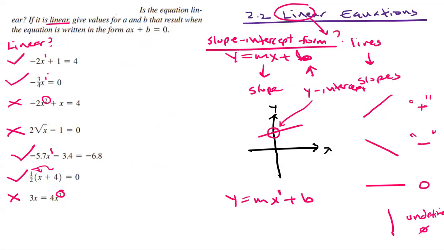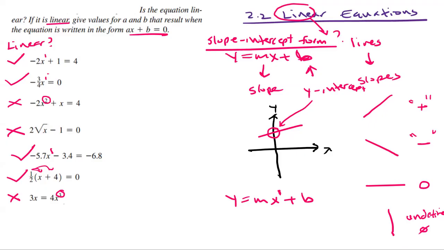So we saw part 1, now we're doing part 2. It says after you determine whether it's linear or not, if it's linear, give values for A and B that result in this. So basically we have to write it in this form, and then if it is in this form, we need to determine the A and B. Okay. So I just have to put everything to the left, right? Because the right side has to be 0. So I'm going to subtract.